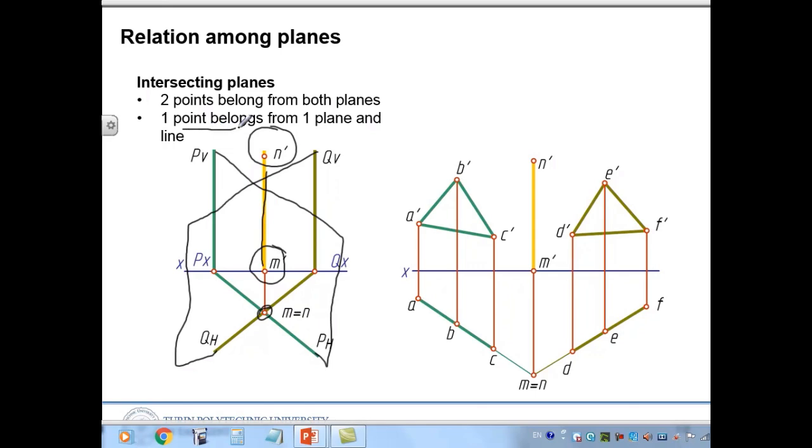Here one point belongs to one plane and a line, how does it look? One plane is given this way, another plane is given this way, so both intersect in one point. If you see from one side, it has only one intersection point somewhere. So that is a point belonging to one plane and the line.